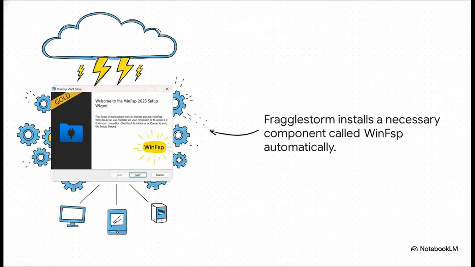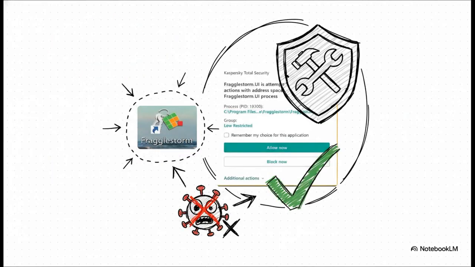Now, during the installation, you're going to see a prompt for something called WinFSP. This is a really important component. It's what actually lets Fragglestorm create that virtual drive on your computer. The good news is the installer handles it all for you. Just click Next and Install and let it do its thing. When it's all finished, you should see this new key icon on your desktop. Go ahead and double-click it. And hey, don't be alarmed if your antivirus software flags it and asks for permission. That's totally normal. Just make sure you click Allow when it asks.